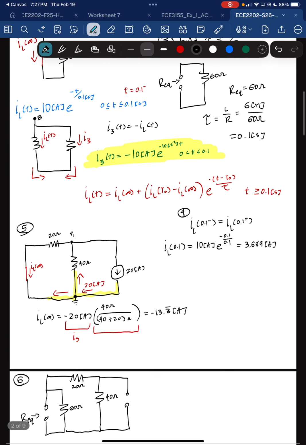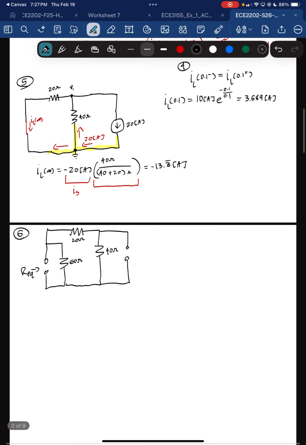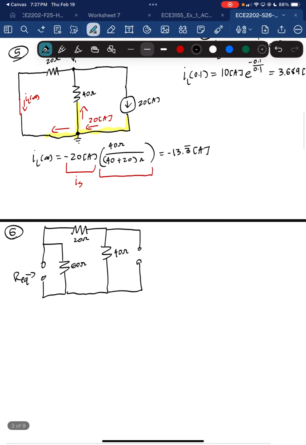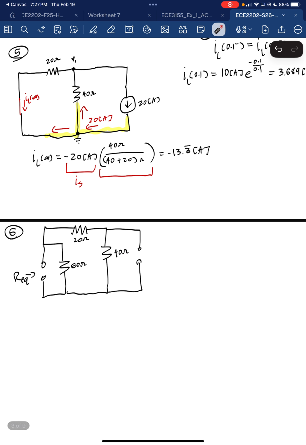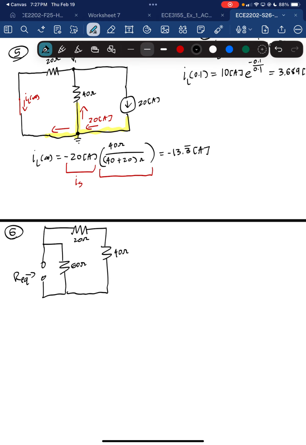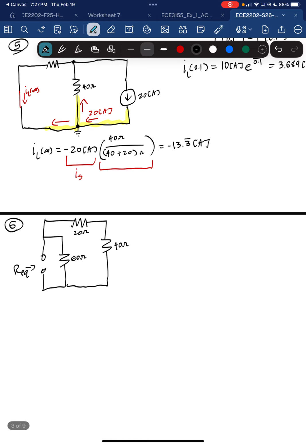60, 20, 40, yep. All right, and we're going to do our equivalent method because that's the easiest way to do this, so all the current sources turn into open circuits. That's why this is drawn as an open circuit here. And so just to simplify things a little bit, I'm going to remove that entirely. And hopefully it's pretty obvious what the equivalent resistance would be here. 30. 30, yeah.